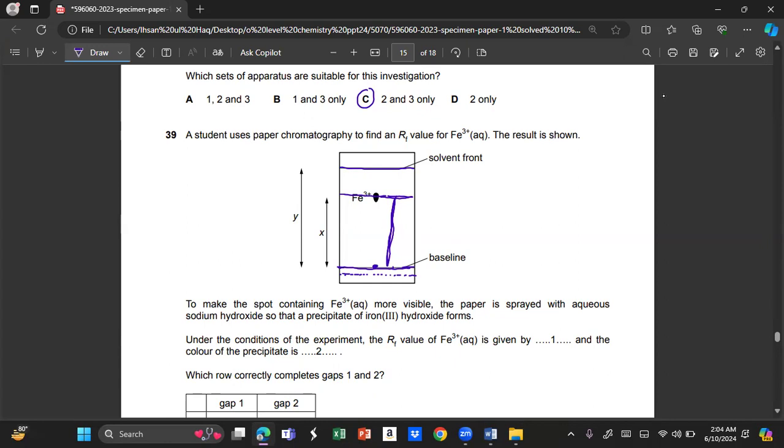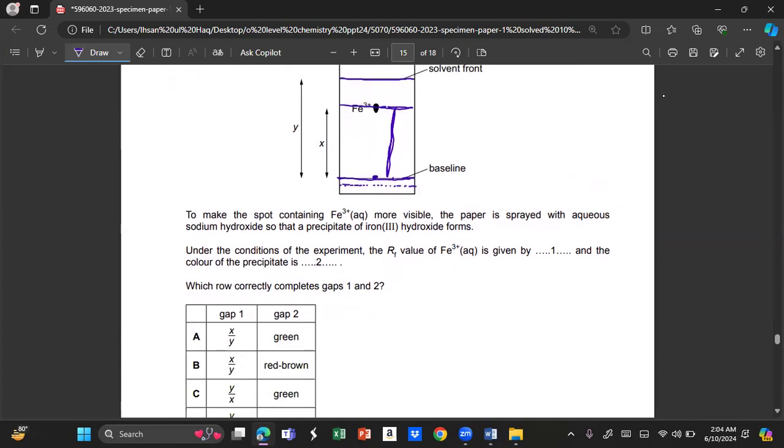So which option will be correct? I have explained whatever he is saying in these two lines. To make the spot containing iron 3 more visible, the paper is sprayed with aqueous sodium hydroxide so that a precipitate of iron 3 hydroxide is formed. Under the conditions of the experiment, the RF value of Fe positive 3 is given by, it should be, RF formula is distance covered by the solute in color over solvent distance.